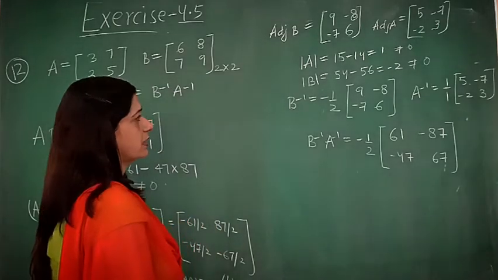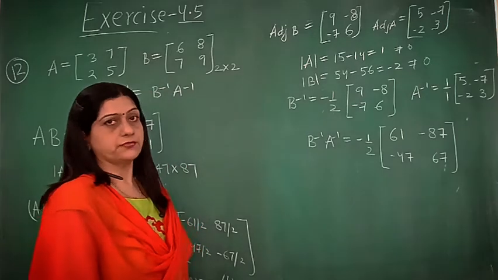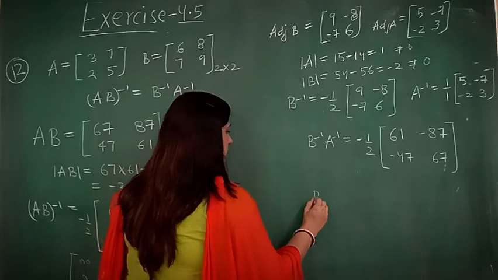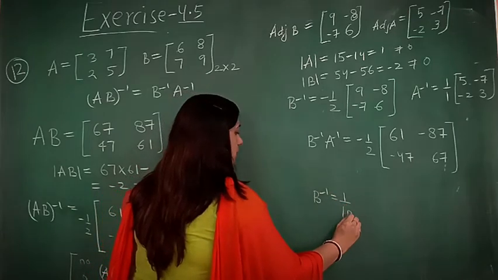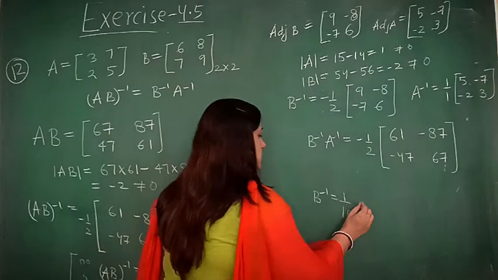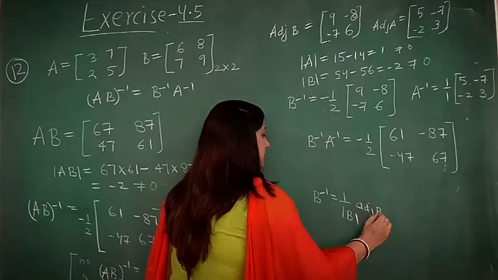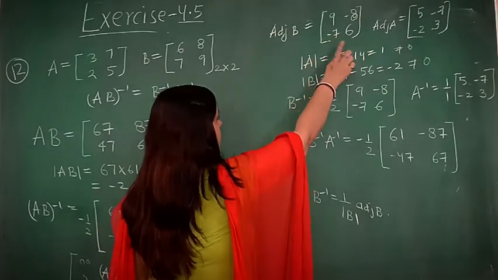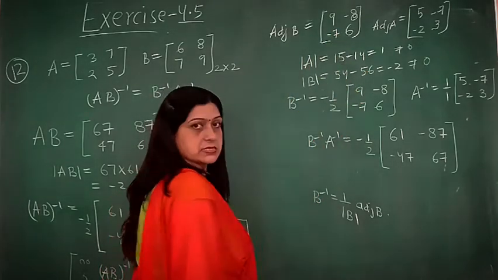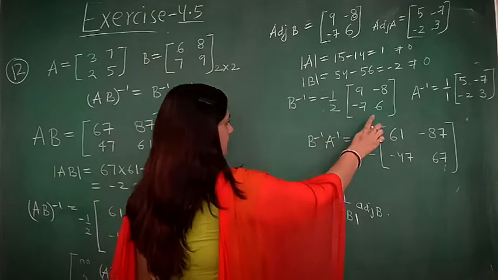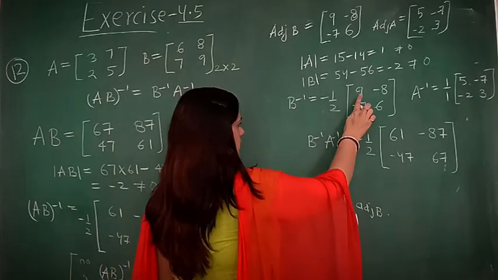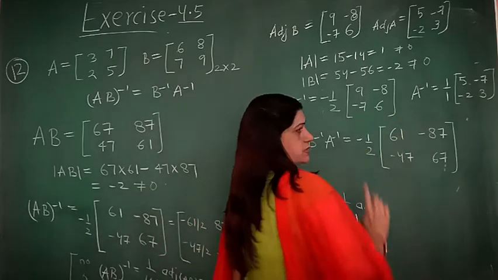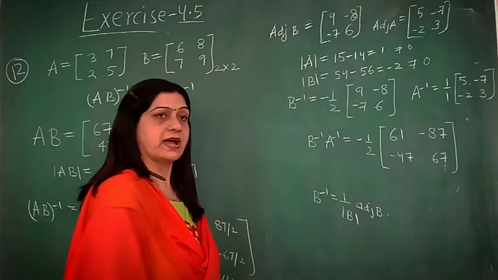Now let us find their inverses by using the formula of inverse. The formula of inverse, all of you know, is: B inverse will be equal to 1 upon determinant of B into adjoint of B. We have already calculated the determinant of B is here and adjoint of B is here. So B inverse will be this, minus 1 by 2 into [9, -8; -7, 6], and this is A inverse. So now come to the final step.